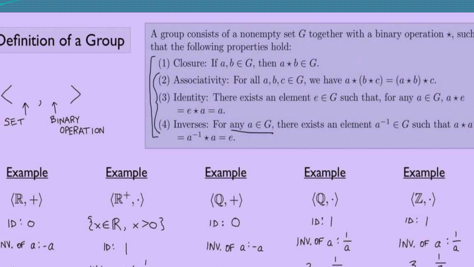The first property is the closure property. If you take any two values from the set of the group G and perform an operation such as addition, adding two elements from the group, you must get an answer that is also in the same group. Then you can say that the closure property is accepted.